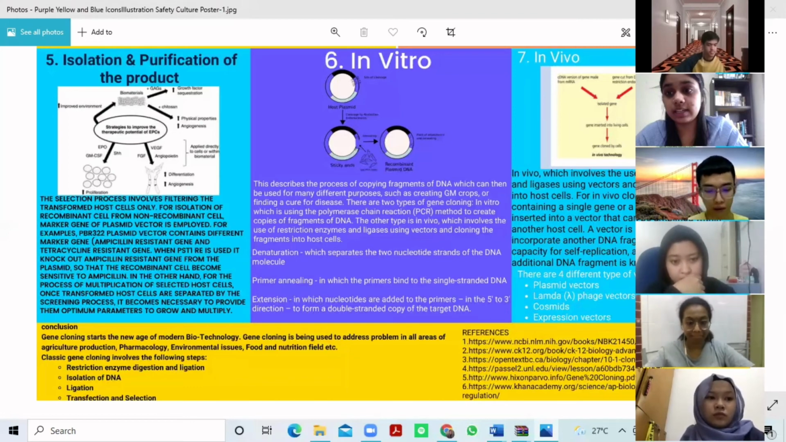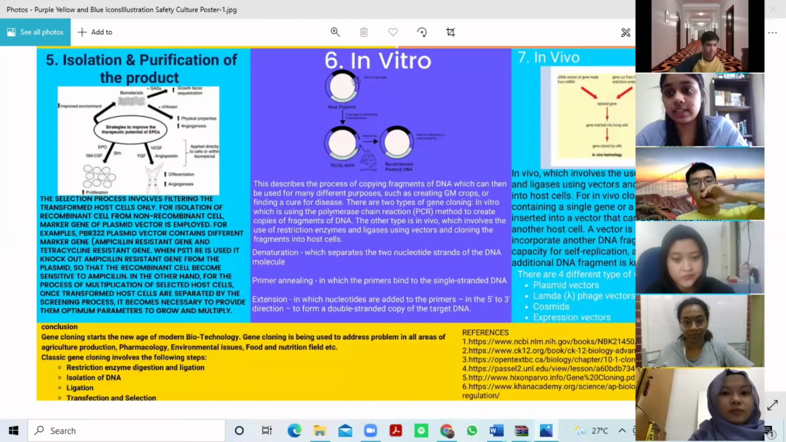A vector is a section of DNA that can incorporate another DNA fragment without losing the capacity of self-replication, and a vector containing an additional DNA fragment is known as a hybrid vector. So there are four types of vectors, which are plasmid vectors, lambda phage vectors, cosmids, and also expression vectors. If the fragment of DNA includes one or more genes, the process is referred to as gene cloning.